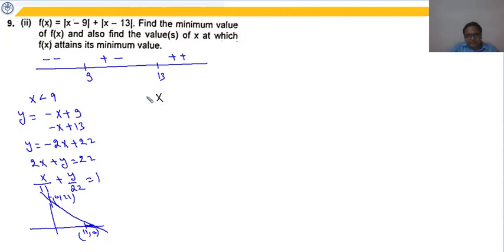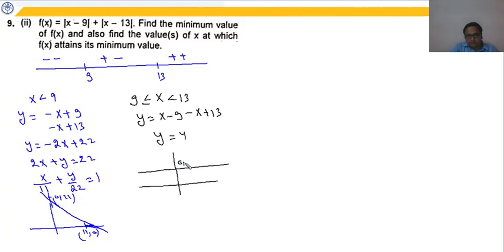Now take when x is greater than or equal to 9 and less than 13. So the first mod will become positive, and the second mod is negative. x and minus x cancel out, 13 minus 9 is 4. We get the equation of a line which is parallel to the x-axis passing through (0, 4). In the region from 9 to 13, it behaves like a horizontal line parallel to the x-axis and passes through (0, 4), because y becomes independent of x.